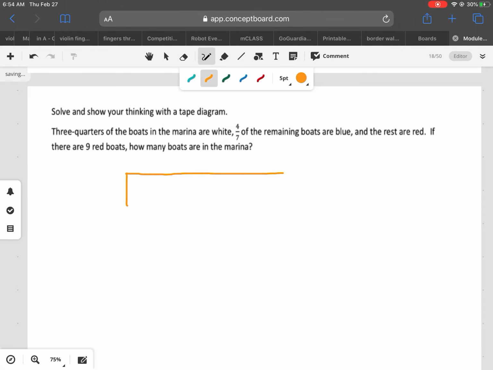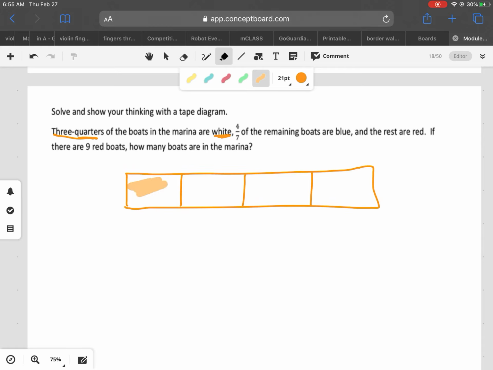So I am going to draw a tape diagram. Oh wait, sorry. 3/4 are white. So that means quarters are fourths. So I'm going to go ahead and fourth these. And it says 3/4. So I'm going to shade in. Oh, actually not shade in. Let me write underneath it. 3/4 are white.